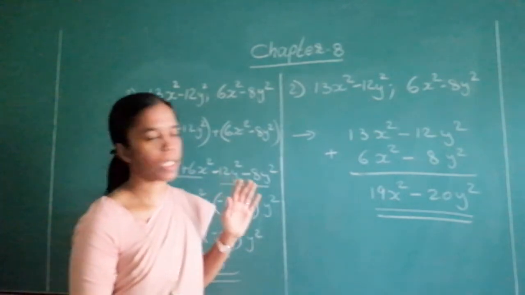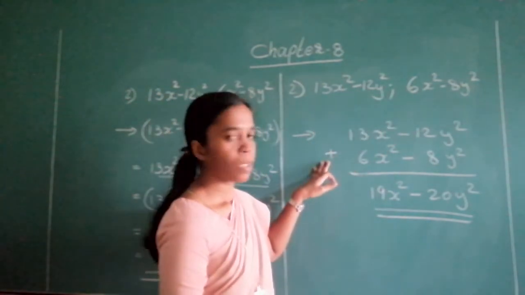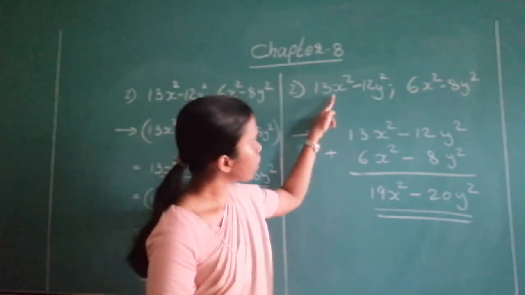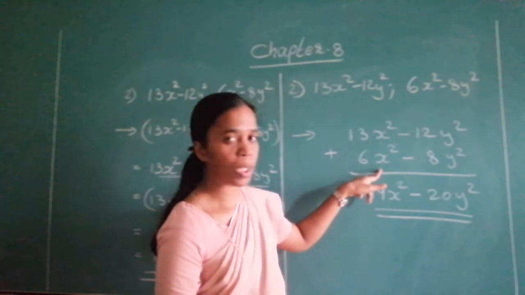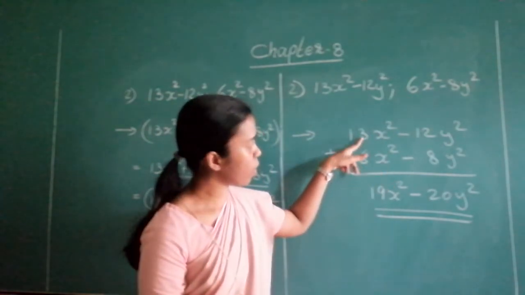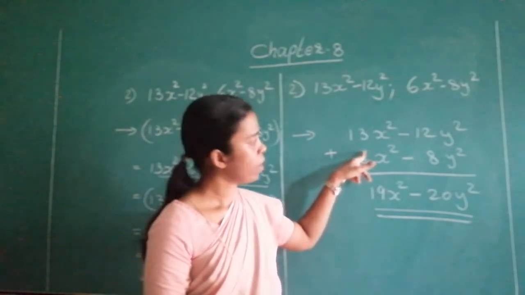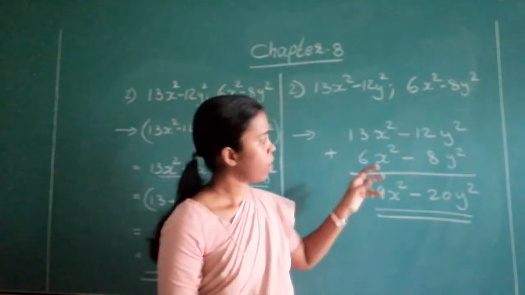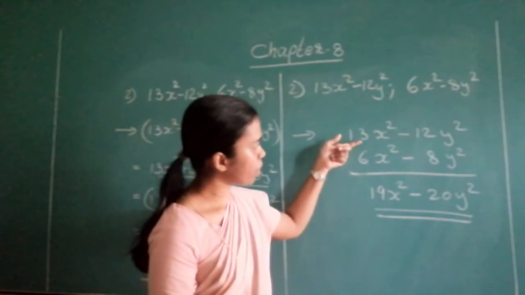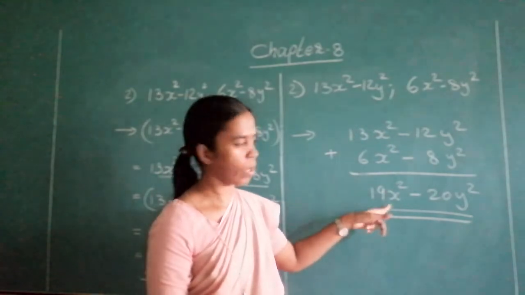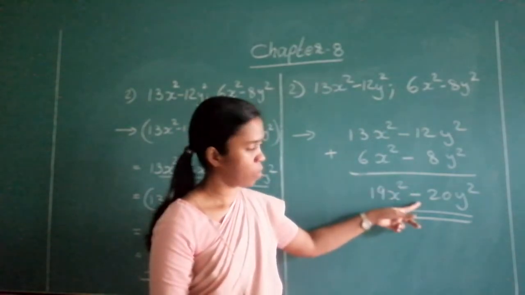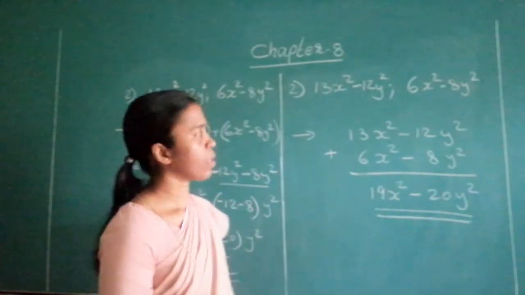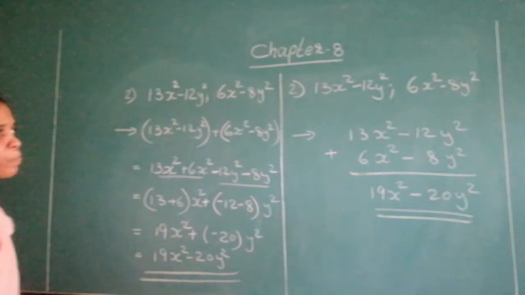Okay, now in the vertical method, put the sign addition. Write the like terms one below the other. So 13x square, 6x square. When you are writing it, please make sure that unit places are written one below the other. Minus 8y square below minus 12y square. Now you have to just add them. Add the coefficients. 13 plus 6, 19x square. Both are minus. So put the sign of the greater number, minus. Add them, 20y square. This is how we solve it. Please copy.